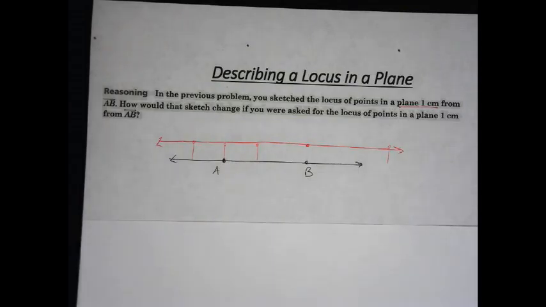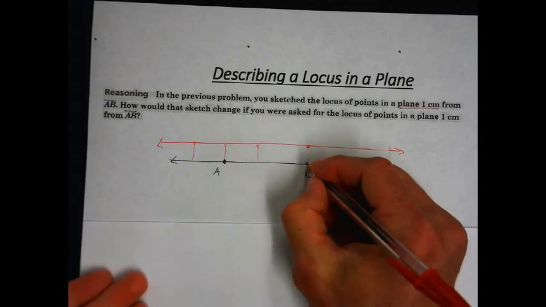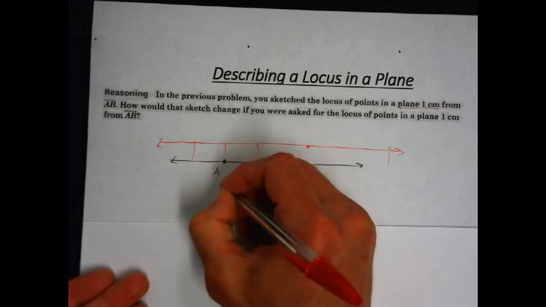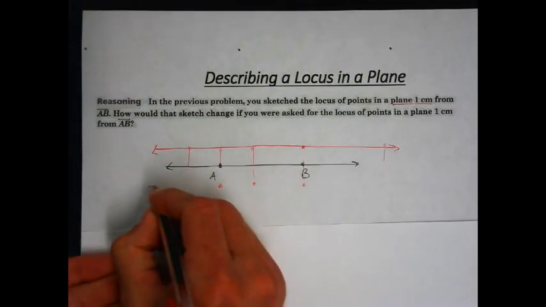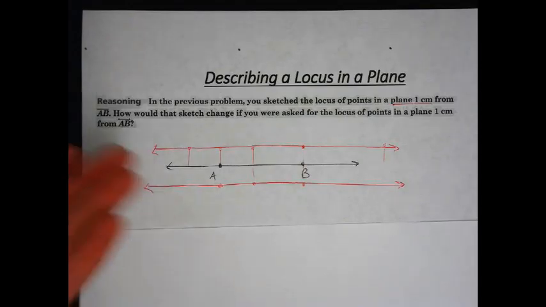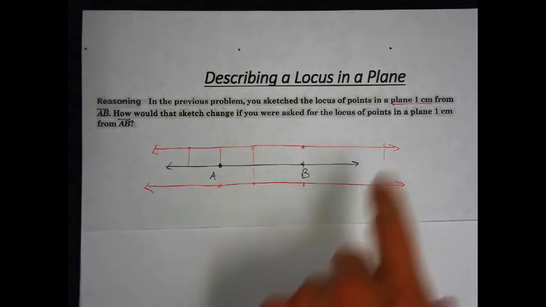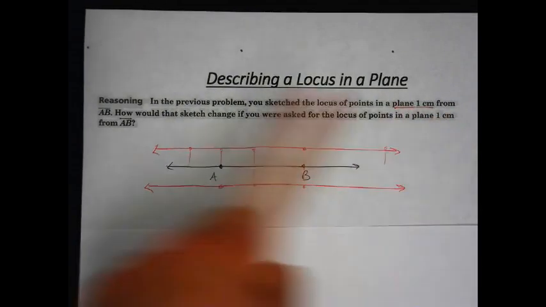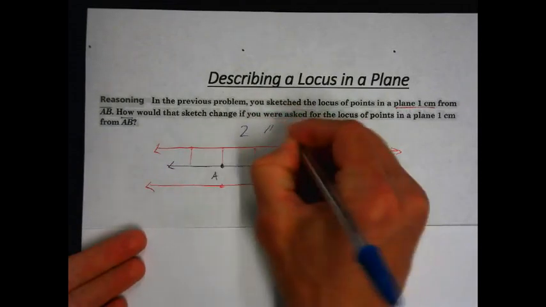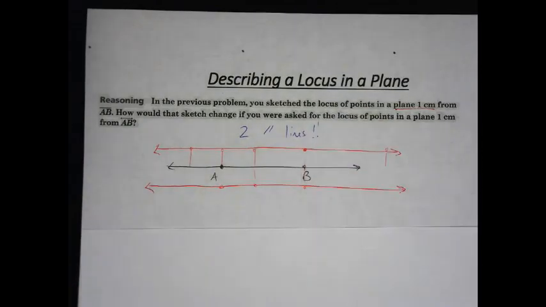But that's not the only place 1 centimeter away. There's also below the line AB. So we go 1 centimeter down here, and 1 centimeter down here, and 1 centimeter down here. We would have another line. Does that not fit the description of points 1 centimeter from line AB? It totally fits that description. So what are we looking at? We're looking at 2 parallel lines that are 1 centimeter away.